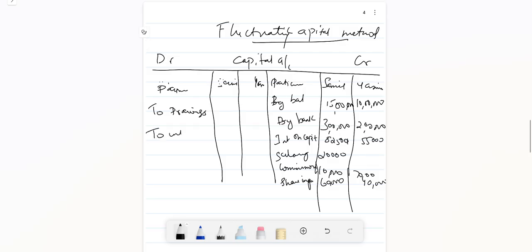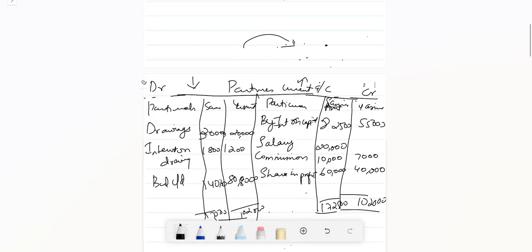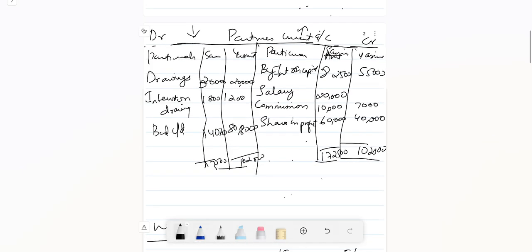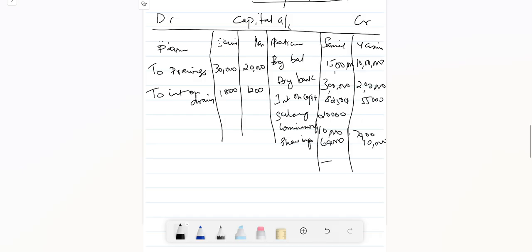and interest on drawings. Since we have already done this question, so I'm not explaining you each and every adjustment. I'm just copying all the adjustments. 30,000, 20,000, 1,800, 1,200. Okay. So now we'll total this.